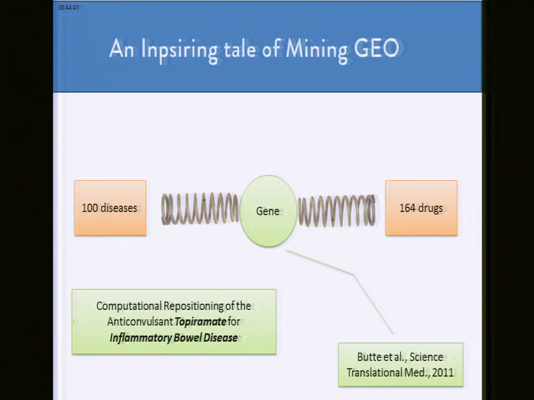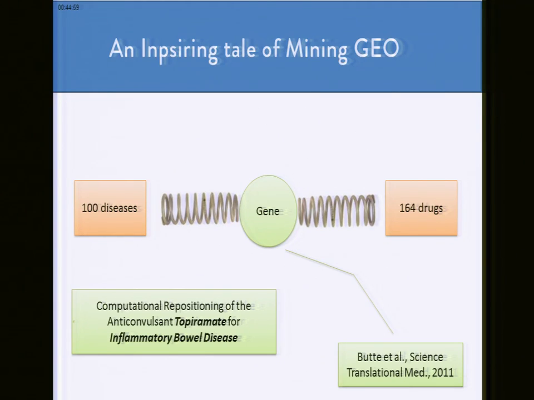He did the same for drugs. So when drugs were administered, some genes go up, some genes go down. So for 164 drugs, he did the same thing. And then he tried to match this up. Are there genes that go up in a particular disease and then the drug pushes it back down? If so, then the drug could potentially be relevant to that disease as a cure.